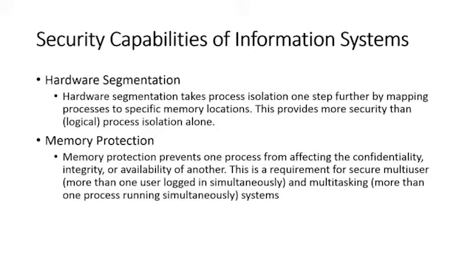Now let's talk about the security capabilities of information systems, of IS. First off, we have something called hardware segmentation. So if we think of software and hardware, software is the applications, operating systems that we put on a computer. Well, we put that on top of our hardware. So what we can do is segment our hardware the way it's programmed inside. So this takes process isolation a little step further. Instead of isolating our processes internally, like the operating system would be responsible for that, we can provide more security than those logical processes by separating out our hardware now.